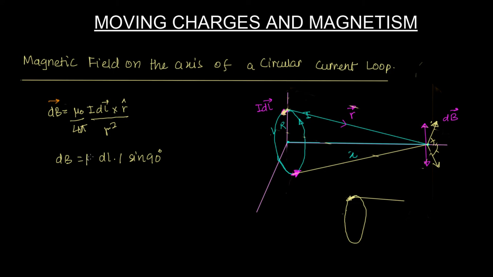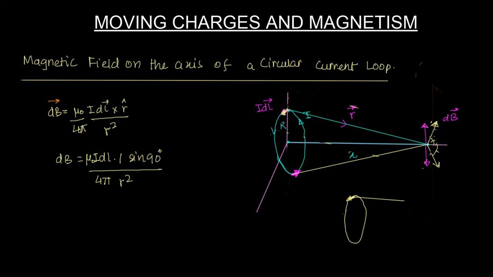So mu naught is that, I is that, upon 4 pi, is this, and this is r square, right? This is your dB. Okay.